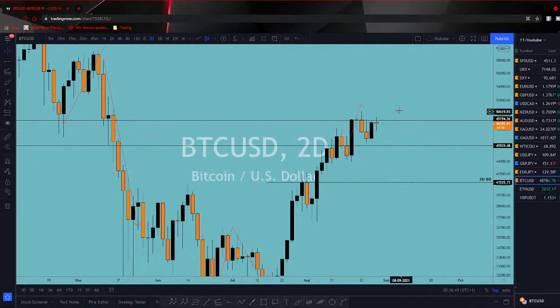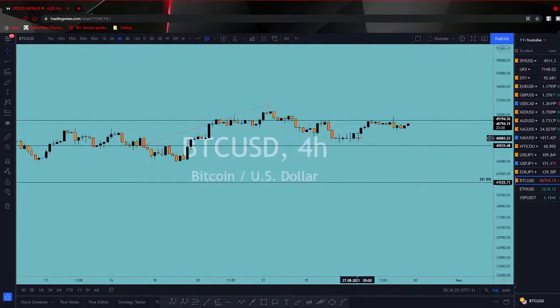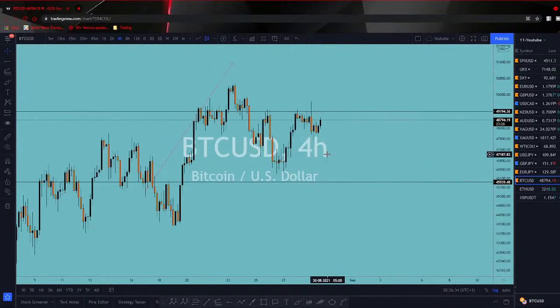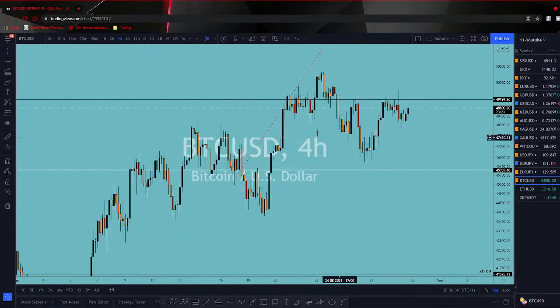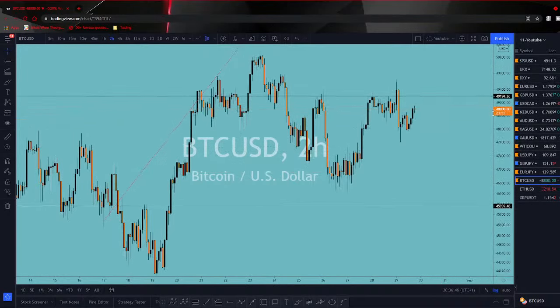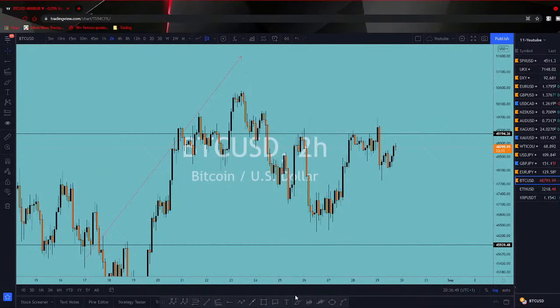So we're staying above this, still looking for buys. I do not pick tops and I do not pick bottoms. I just wait for the price to tell me what it needs to do and I tag along. There's a buy setup around these areas. There's a buy setup after the break of this.